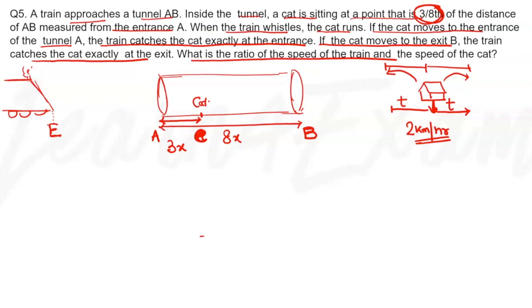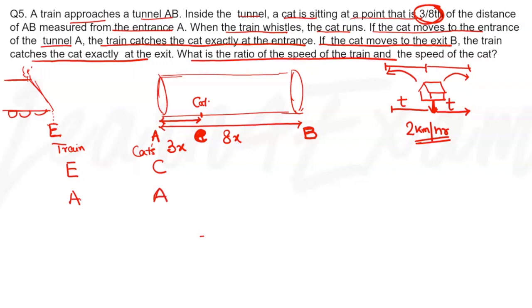This is something I wanted to tell you. Now let's focus on this problem. When the train is at point E, the cat is at point C. So let me mark this out. Let this be the train's position, and let this be the cat's position. When the train is at point A, the cat is at point A.